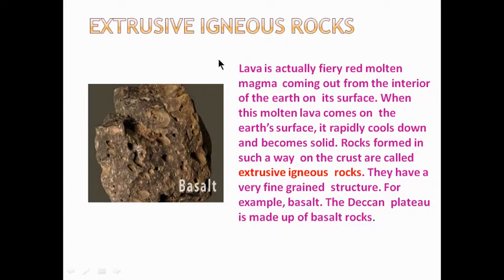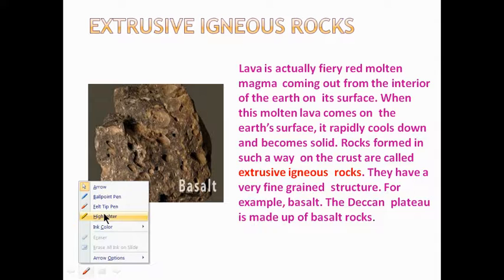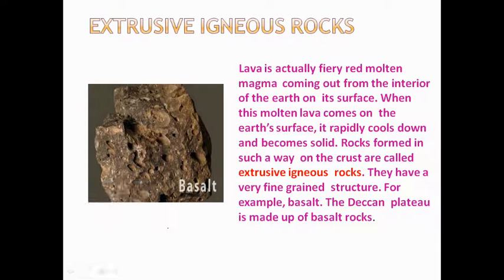First we'll study the extrusive. Lava is fiery red molten magma coming out from the interior of the Earth onto its surface. When this molten lava comes onto the Earth's surface, it rapidly cools down and becomes solid. The rocks formed in such a way on the crust are called extrusive igneous rocks. They have a very fine grained structure. For example, basalt. The Deccan Plateau is made up of basalt rocks.